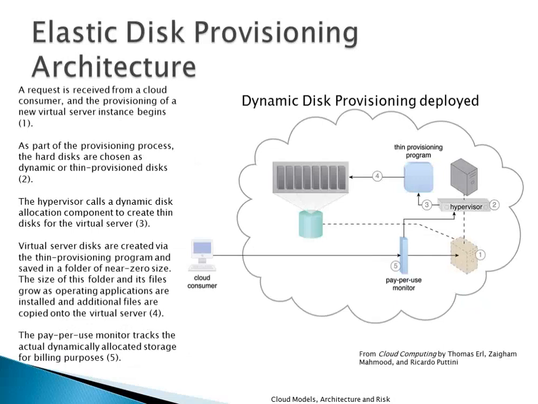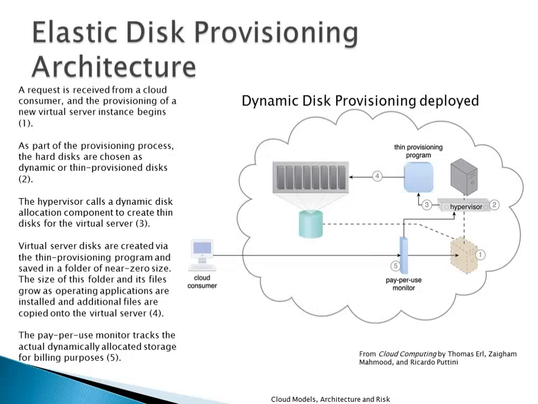So we can also do it with dynamic disk provisioning, right? It's part of the same architecture. So we get a request, we want to provision a new virtual server instance, and as part of that process we can choose the hard drives as dynamic or thin-provisioned disks. If we use the dynamic disk, then it calls this allocation component to create thin disks for the server. Right, this is all done through the hypervisor.